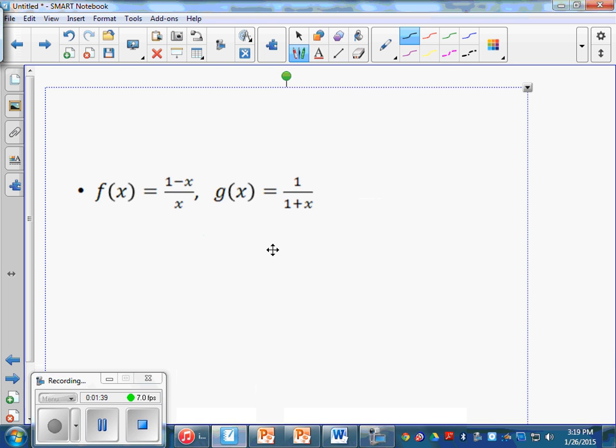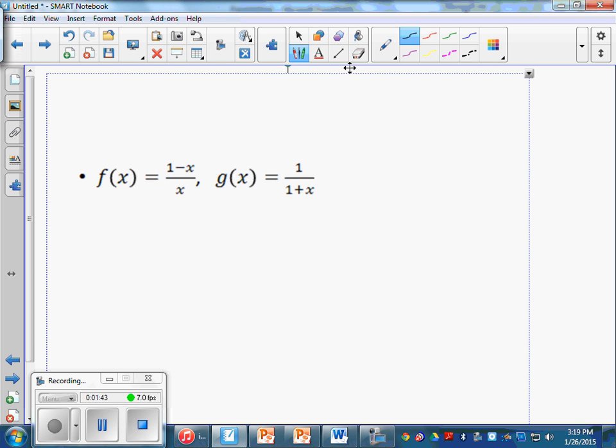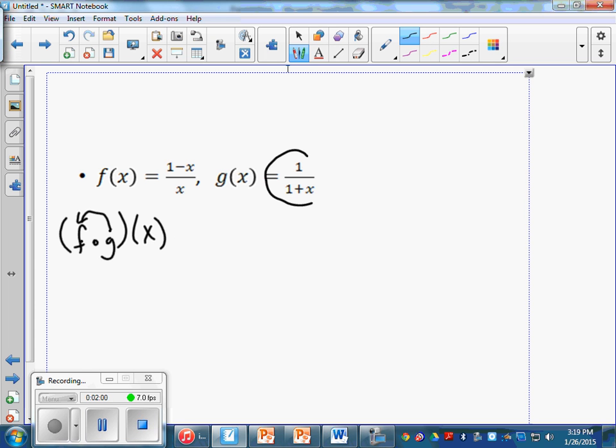Then they want you to move to composition of functions with plugging in expressions for x. So I'm going to find f of g of x first. What that means is I'm going to take the g function and put it in for x in the f function. So I'm going to take this and put it over here everywhere there was an x.